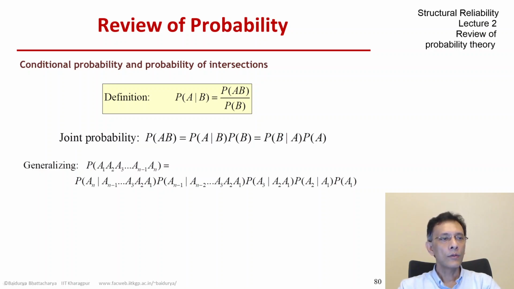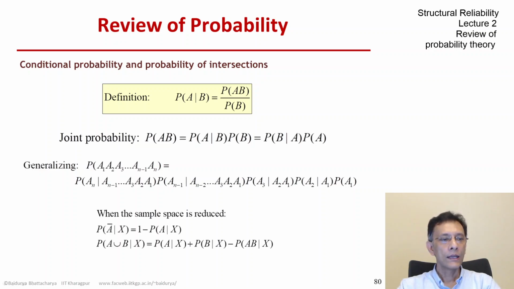Now, one point to note is that when we reduce the sample space this way, all the known rules still hold. So if P of A complement is 1 minus P of A, then when I restrict the sample space to X, P of A complement given X would still be 1 minus P of A given X. And likewise, P of A union B given X would still be P of A given X plus P of B given X minus P of AB given X.